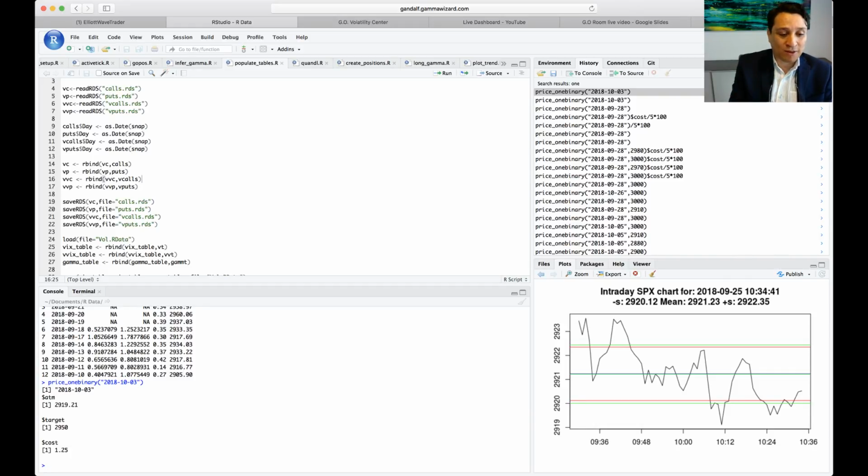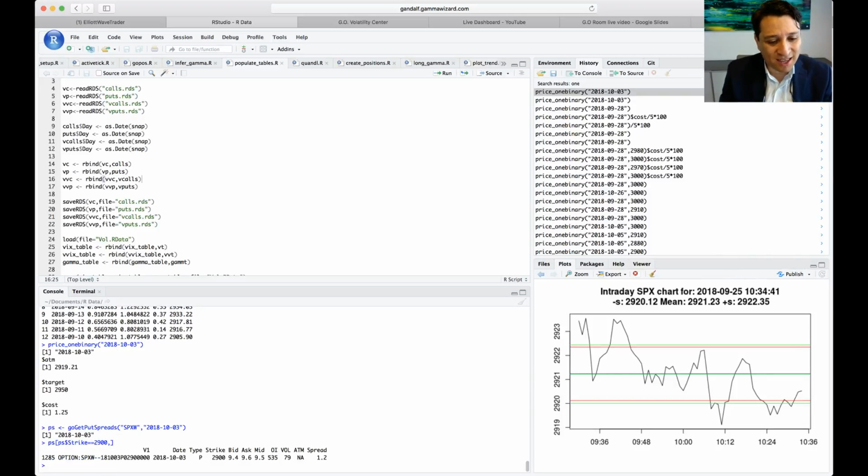It could be, I don't know, at 2,900. Let's look for put spreads to sell against this. Let's see if I can get good put spreads for SPXW for October 3. Let's look for a spread at strike 2,900 and see how much it is. And it costs 1.2. So if you sell the 2,900 put spread, you'll get almost the cost of the call spread.